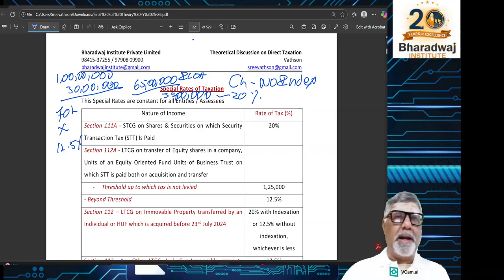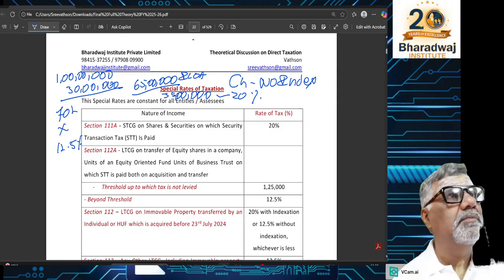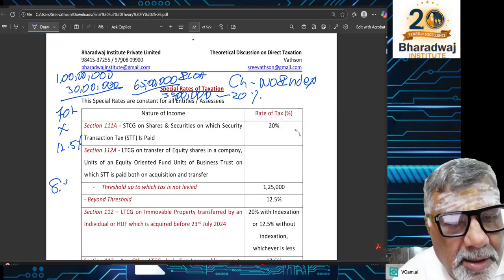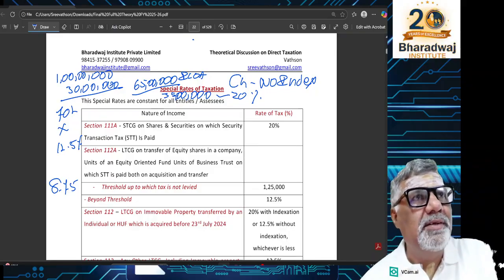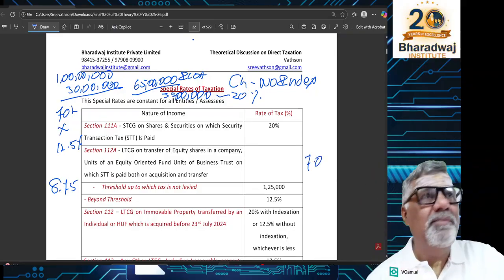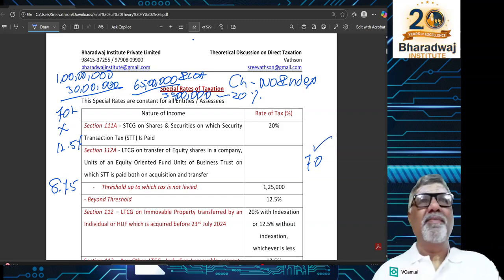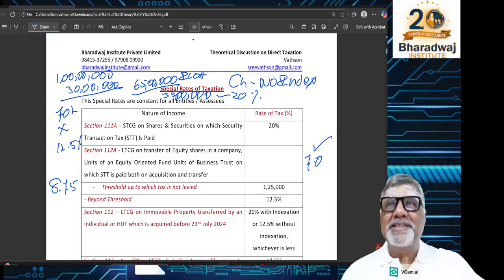70 lakhs into 12.5% is 8 lakh 75,000. Whereas 35 lakh into 20% is 7 lakhs, which is beneficial for me. But surcharge will come.